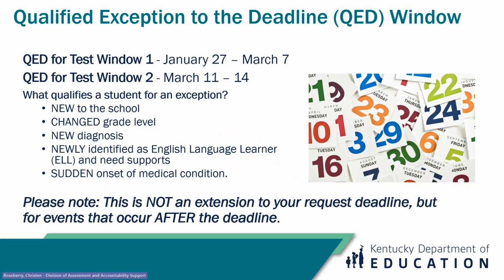The qualified exception to the deadline for test window 1 is January 27th through March the 7th, and for test window 2, March 11th through the 14th. What qualifies a student for this exception? A student that might be new to your school, they changed grade level, they might have a new diagnosis, they're newly identified as an English language learner and need support, or there's a sudden onset of a medical condition. Please note, this is not an extension to your request deadline, but for the events that occur after the deadline.